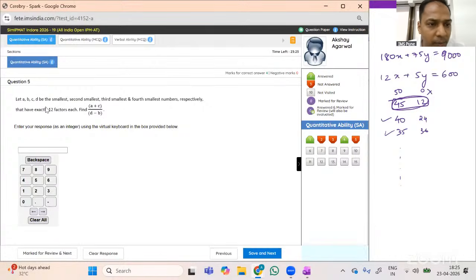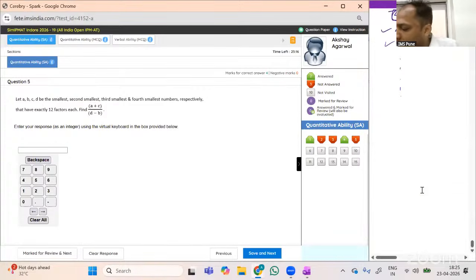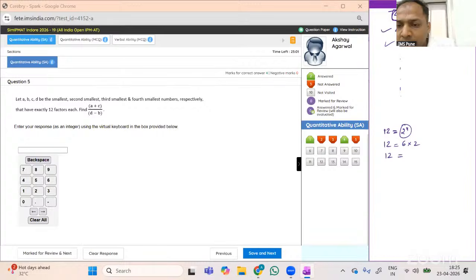Moving on. Let A, B, C, D be the smallest, second smallest, third smallest, and fourth smallest numbers respectively that have exactly 12 factors. How do I achieve 12 factors? 12 can be achieved as 2 raised to the power 11, or as 6 into 2, or as 3 into 4, or as 3 into 2 into 2. I don't think there's any other breakup.